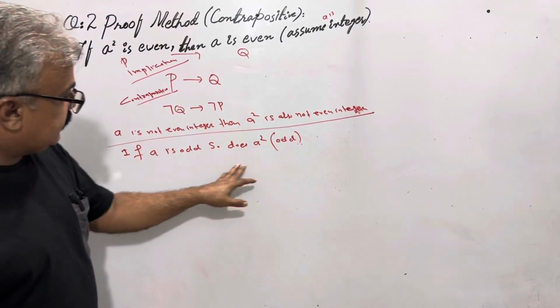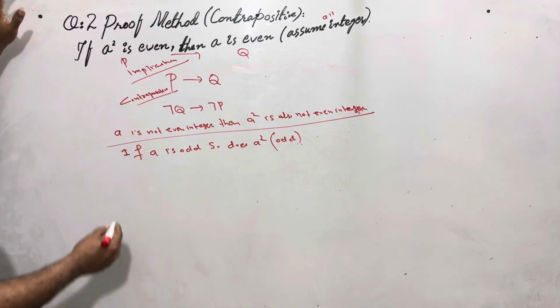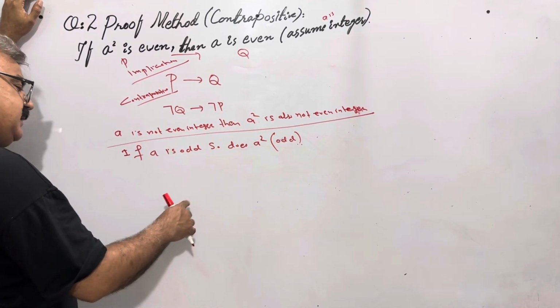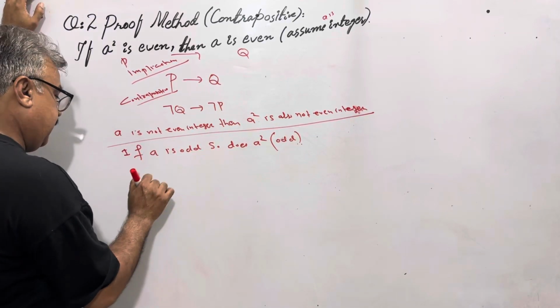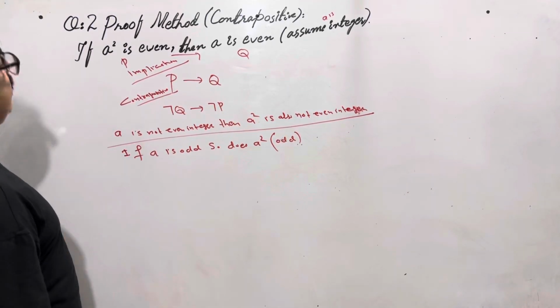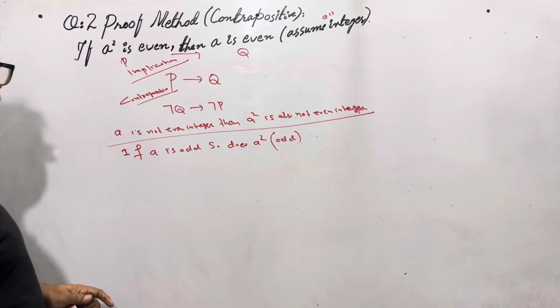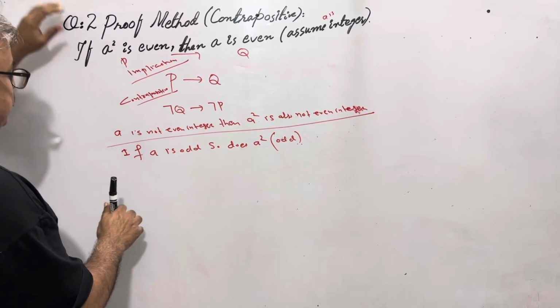We have to prove this. If a is odd, then we have to prove a square is also odd, or one can take a is not even, then we have to prove that a square is also not an even integer. Not even means odd. A is odd, then any odd number can be written as, that is the mystery of number theory.